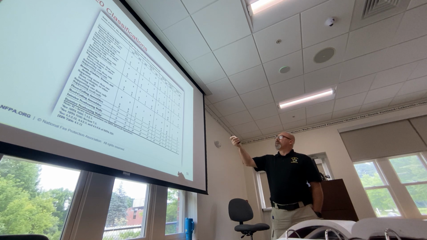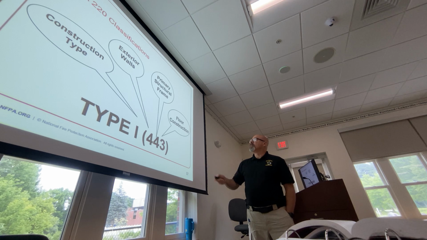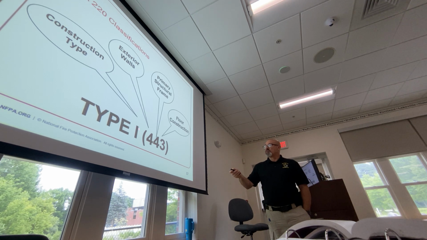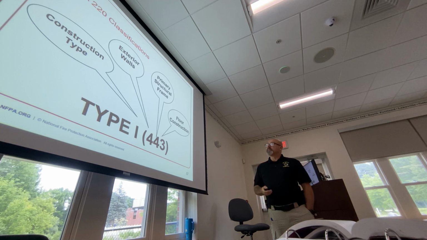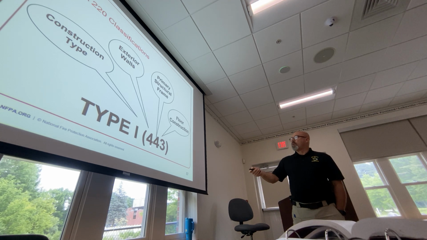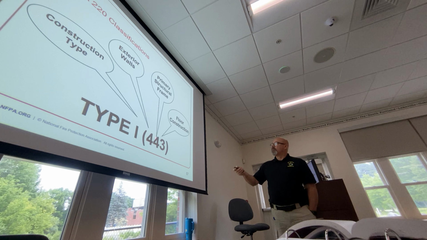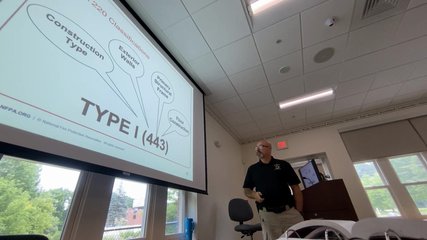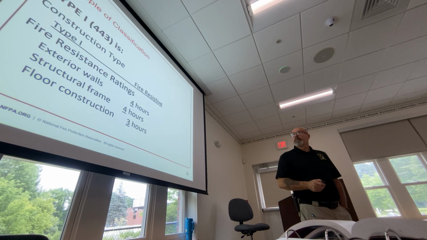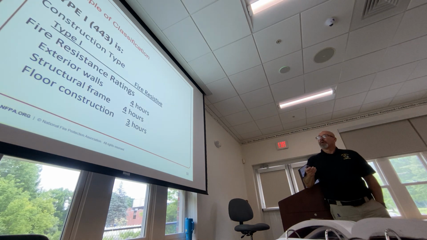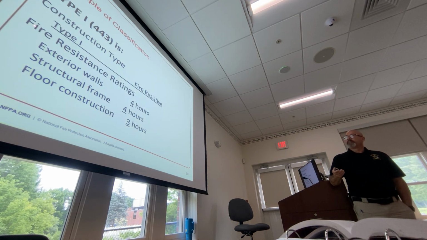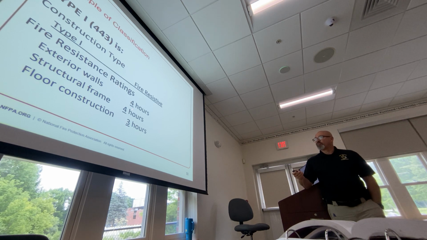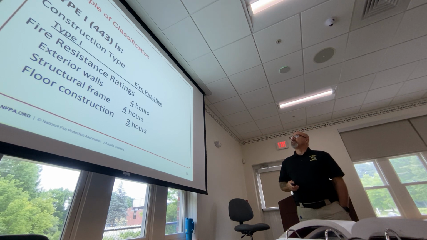So when I'm looking at a type 1 construction, it says 442 there, but 443 here. It's telling me that my construction type, we'll learn about that in a second, my exterior walls, 4 hour, the primary structural frame, 4 hours, and then the floor construction, 3 hours. Okay? So type 1, fire resistive. Exterior walls, 4 hours, structural frame, 4 hours, floor construction, 3 hours.